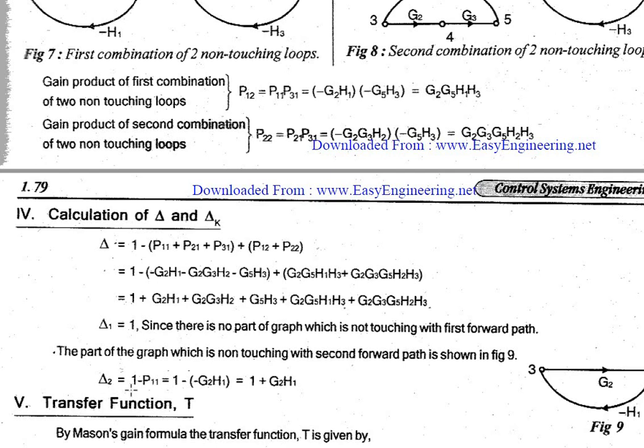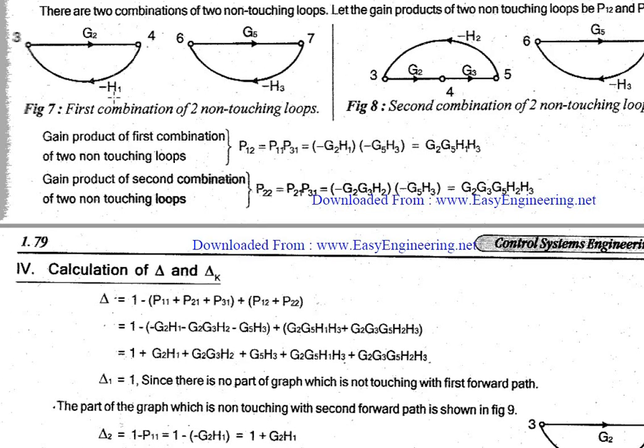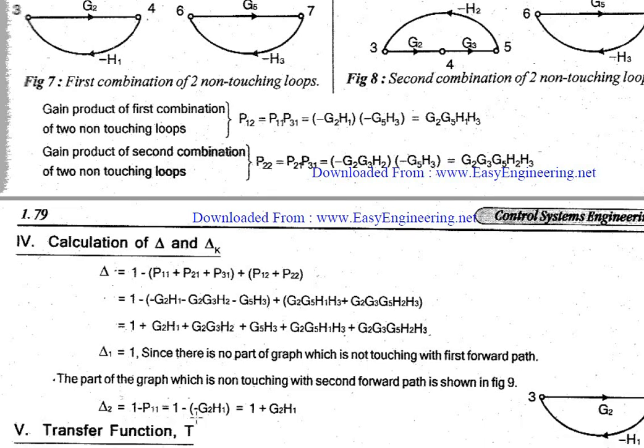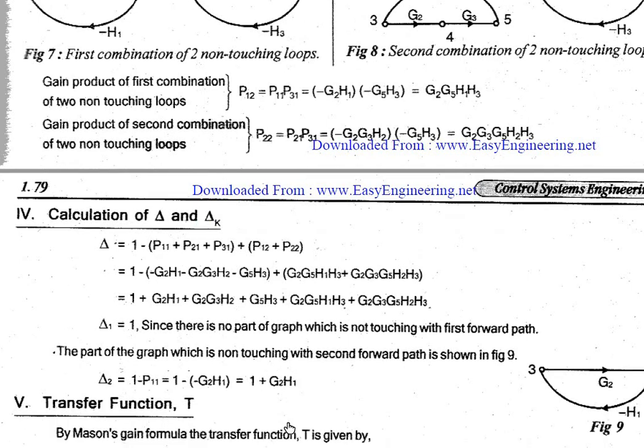For the second forward path, we have one non-touching loop, that is P11. P11 here is non-touched with the second forward path. Therefore del 2 is 1 minus P11, which is equal to 1 minus of minus G2 into H1. The obtained equation is 1 plus G2 into H1.